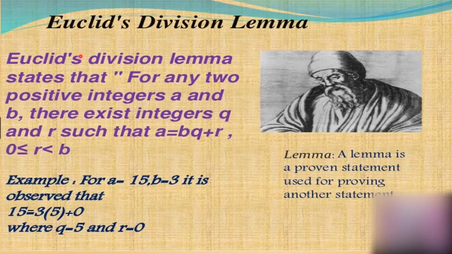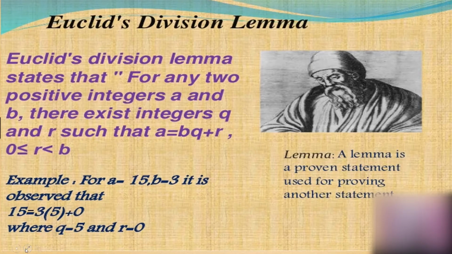What does it state? Euclid's division lemma states that for any two positive integers, with emphasis on positive integers. No doubt this lemma is true for all numbers, negatives also, but we are restricting ourselves to positive numbers. For any positive integers a and b, there exist integers q and r such that a is equal to bq plus r, where there is an additional condition that 0 is less than or equal to r is less than b.